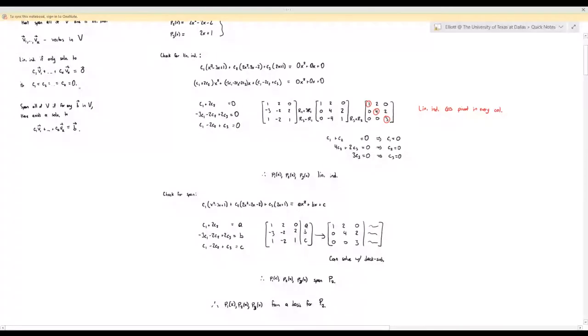So this is a simple way of thinking about these types of problems. To check for independence, you just want to have a pivot in every column.